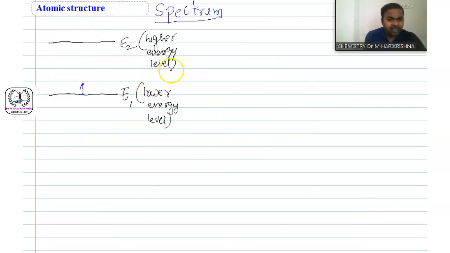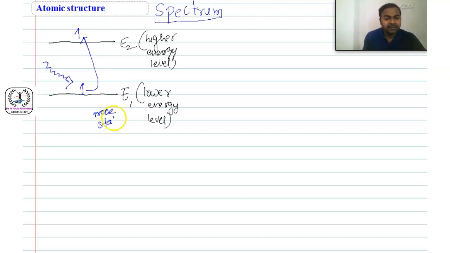Students, E1 is a lower energy level, E2 is a higher energy level. So an electron present in the lower energy level that wants to go to the higher energy level must absorb some extra energy, because E2 is the higher energy level. By absorbing some amount of radiation, this electron goes to the higher energy level. But the problem is, the lower energy level is more stable and the higher energy level is less stable.